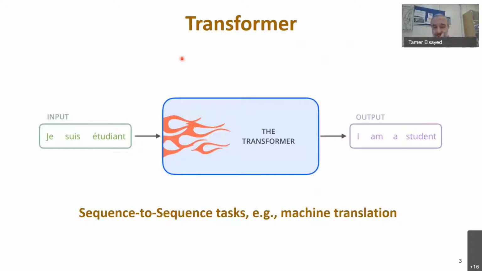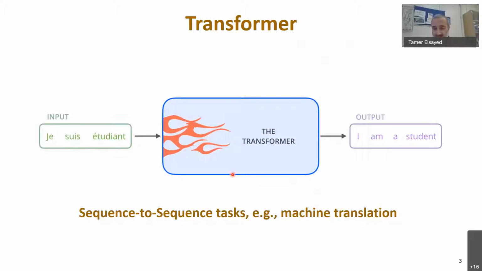I give a sequence of words in one language, and I want the machine to give me back as an output a sequence of words in the other language. So for example, if I have this, je suis étudiant, I think in French, the output will be I am a student in English. So this is an example of sequence-to-sequence tasks, and there are many sequence-to-sequence tasks, and the transformer was designed for such tasks.